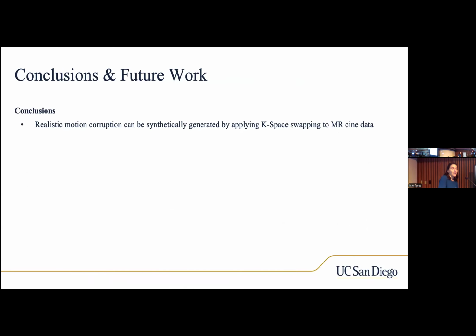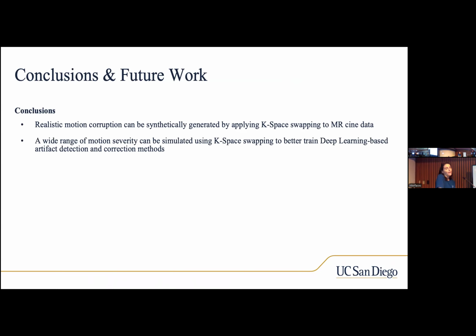So in conclusion, realistic motion corruption can be synthetically generated by applying this case-based swapping to MR Cine data. A wide range of motion severity can be simulated using case-based swapping to better train deep learning-based artifact detection and correction methods. And then our future work, we're currently training the model right now, is to utilize a smaller cropped image right around the heart to improve the performance so that the SSIM isn't dependent on motion that's occurring farther away from the heart. So hopefully we'll have those results in the next few days.